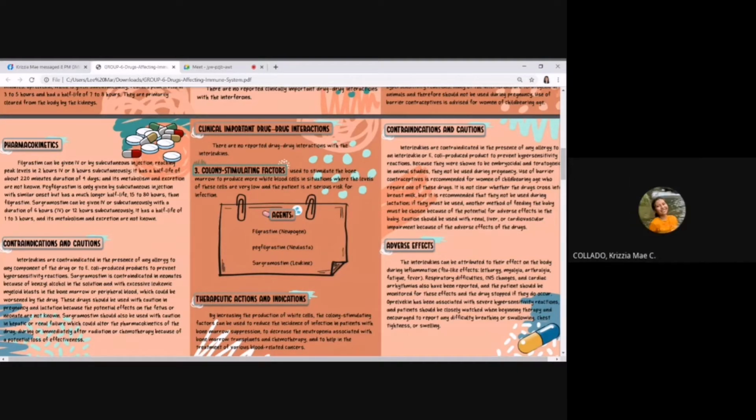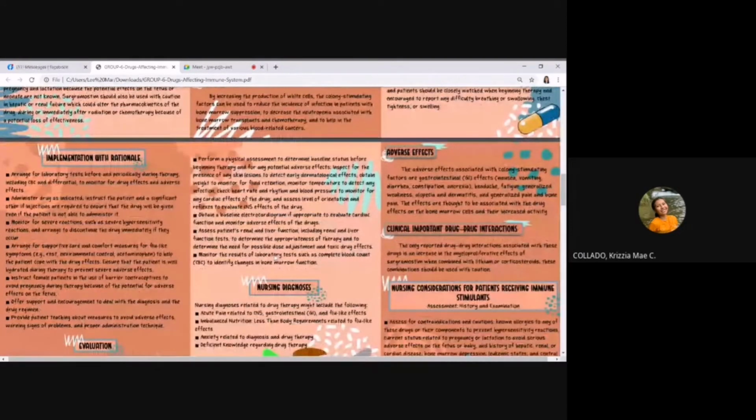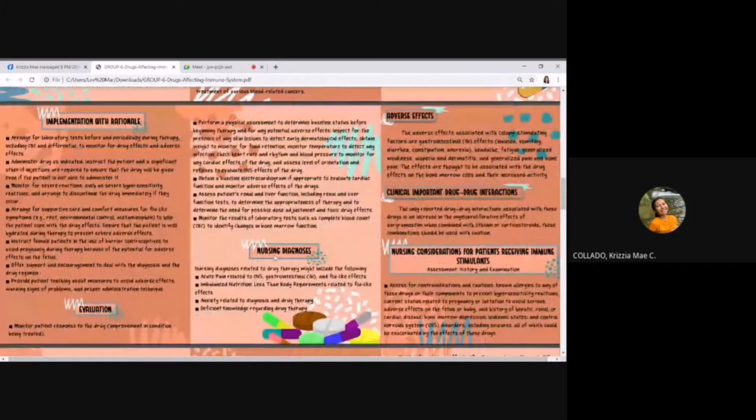The adverse effects associated with colony stimulating factors are gastrointestinal effects like nausea, vomiting or diarrhea, headaches, fatigue, generalized weakness, alopecia, dermatitis, and generalized pain and bone pain. The effects are thought to be associated with the drug's effects on the bone marrow cells and their increased activity.